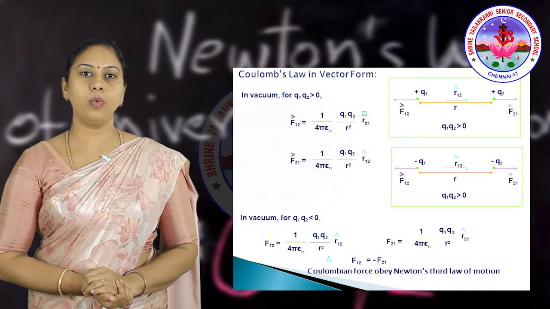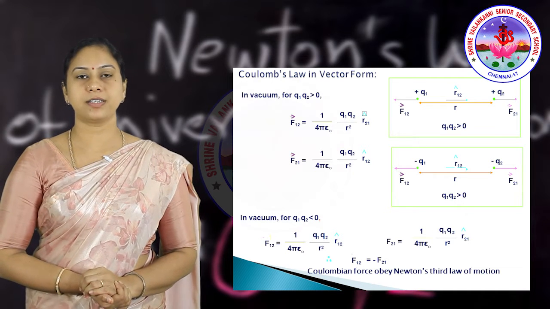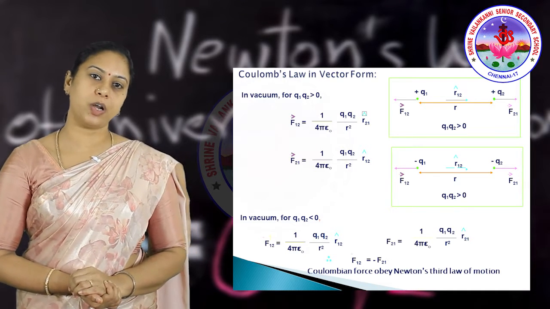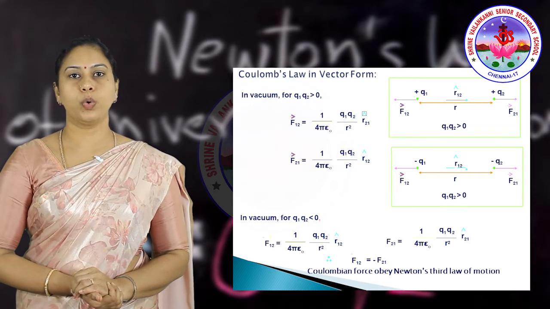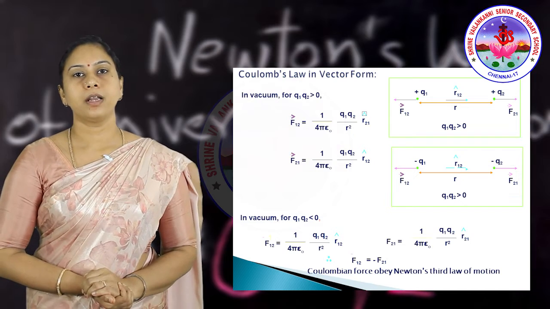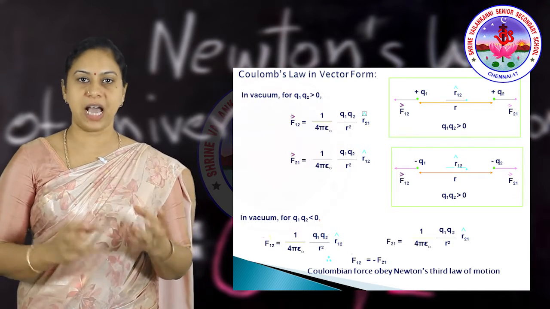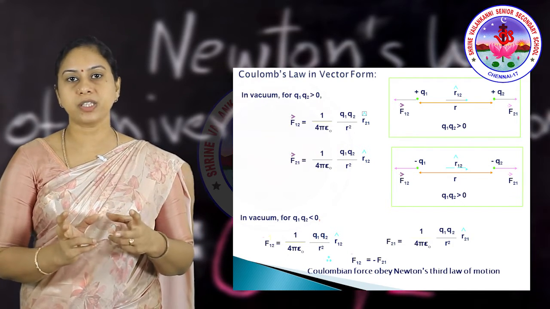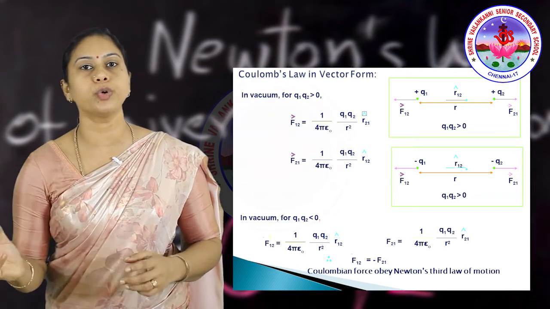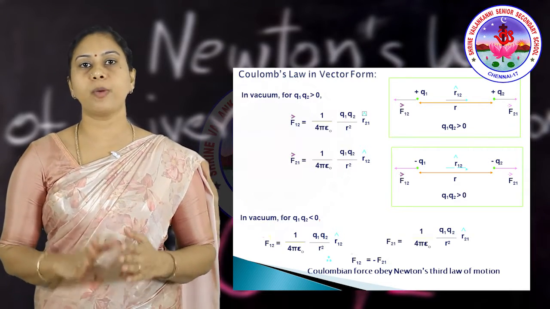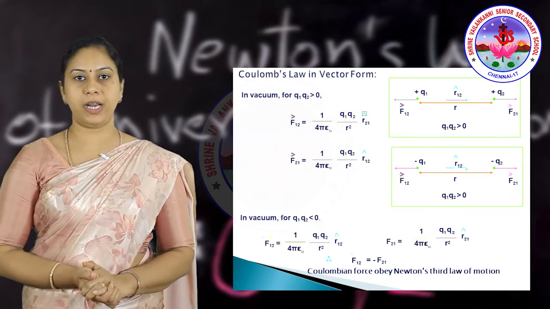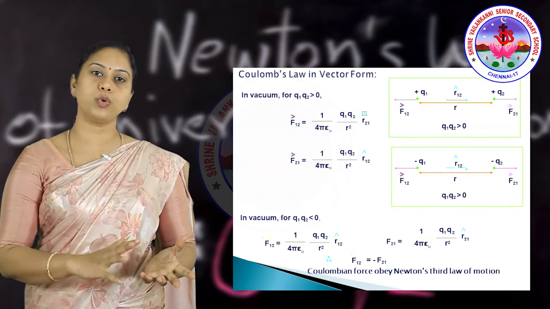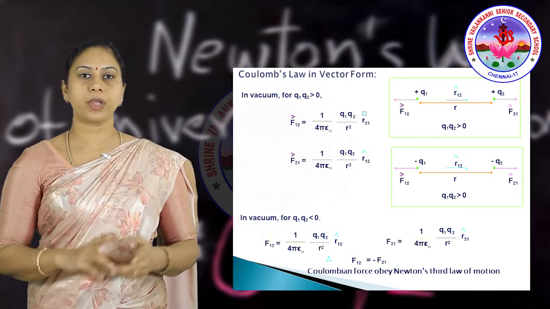Yes. Now you know that F = 1 by 4 pi epsilon naught q1 q2 by r square. So that is Coulomb's law. Now we are applying it for the force on charge q1 due to q2, that is the vector form of force F12 and force F21, that is charge 2 due to 1. We are seeing it in the vector formation.